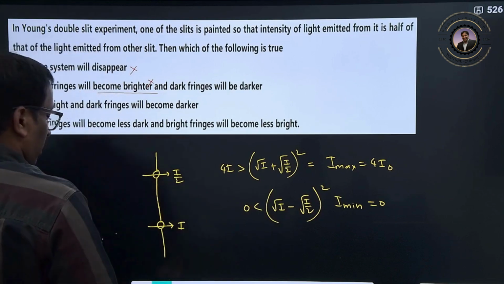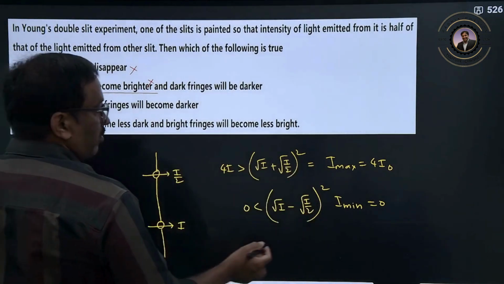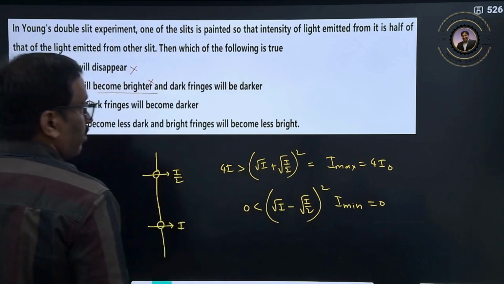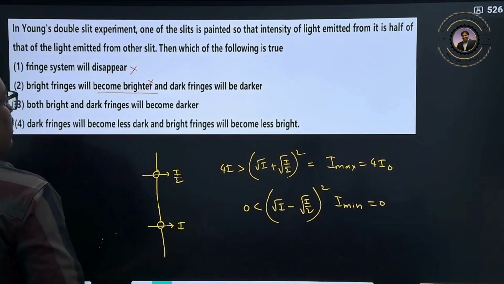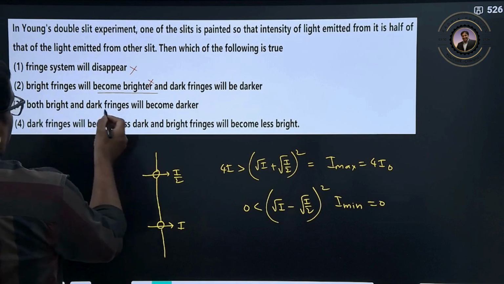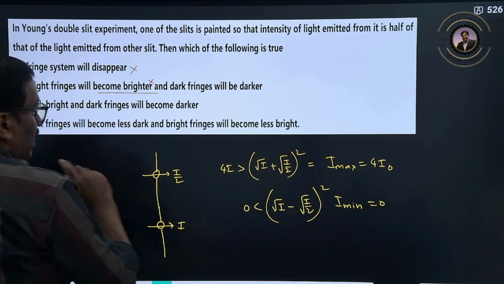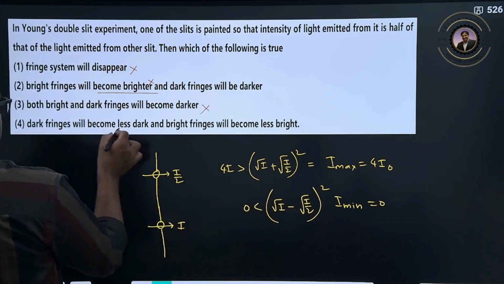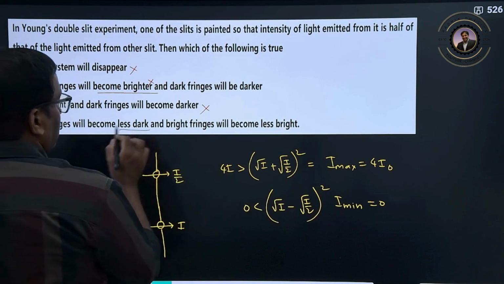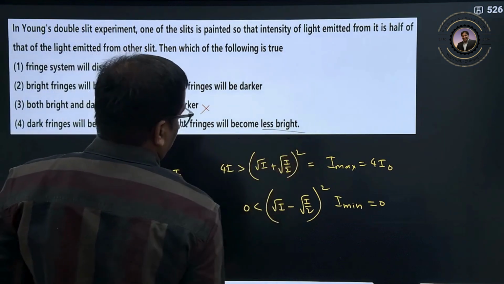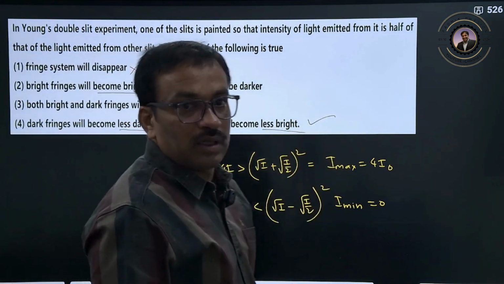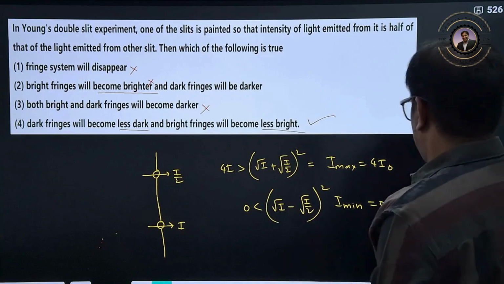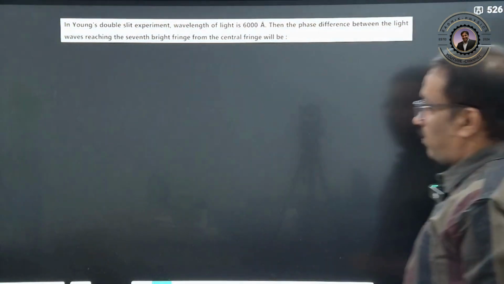That means the dark fringe will not become completely dark, and the bright fringe will have less brightness. So the statement that both bright and dark fringes become darker is not correct. The dark fringe will become less dark, and the bright fringe will become less bright. This is your correct answer. Now we'll go for one more question.